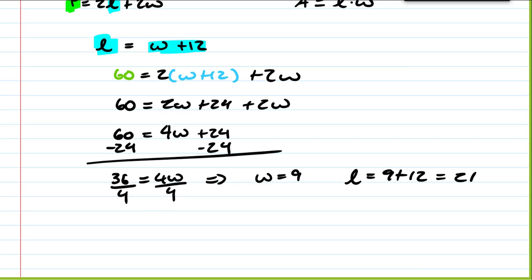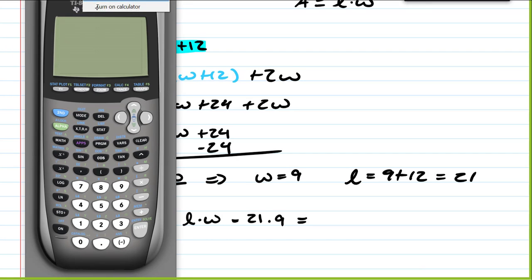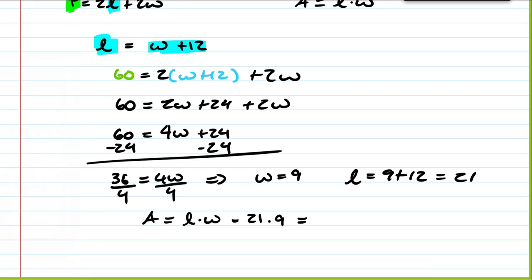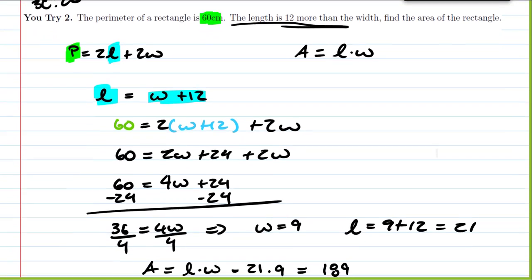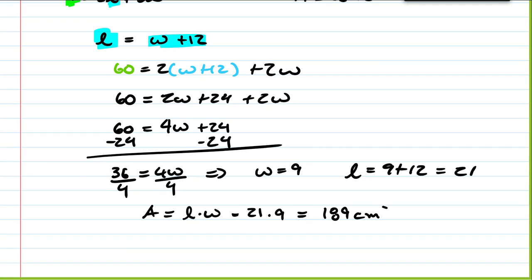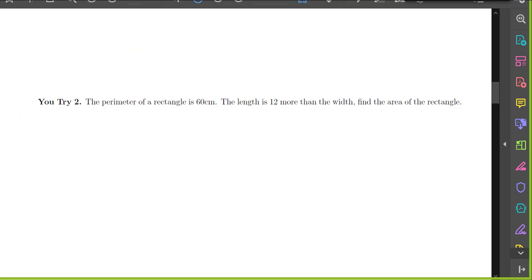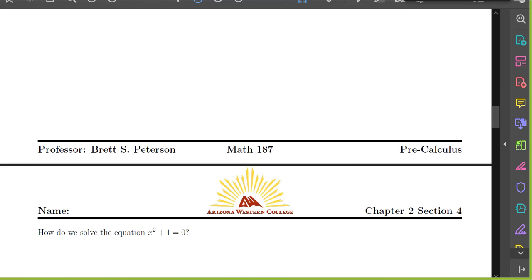So then our area is going to be our length times our width, which is 21 times 9, and 21 times 9 is 189. So the area would be 189 square centimeters. All right.